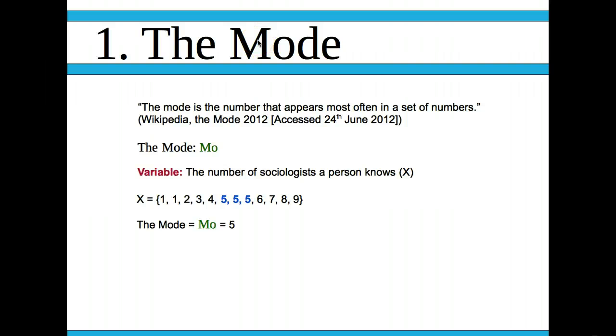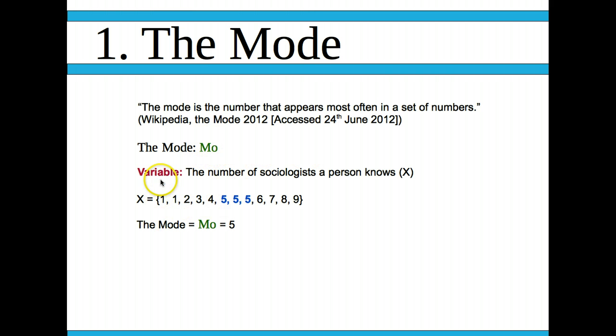I hope that you're doing great today, and welcome to this tutorial where we are going to be talking about the mode. Now, what is the mode? Well, the mode is the number that appears most often in a set of numbers, according to Wikipedia. So it's the most observed value that we can find in a data set, and we denote it MO.